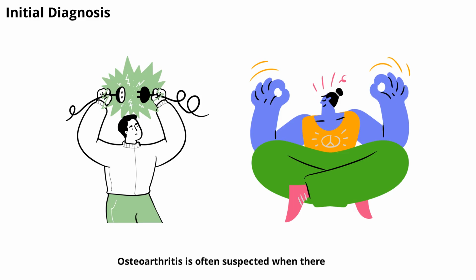Based on the patient's history, symptoms, and physical examination, the doctor forms an initial diagnosis. Osteoarthritis is often suspected when there is joint pain that worsens with activity, morning stiffness lasting less than 30 minutes, and physical signs such as crepitus or bony enlargement. However, to confirm the diagnosis and rule out other conditions, further tests are usually required. At this stage, the doctor discusses the next steps with the patient.